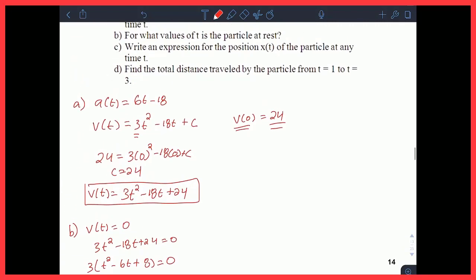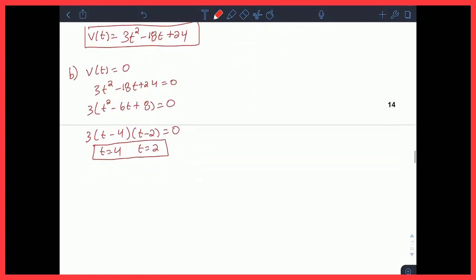Next question. Write the expression for x of t of the particle for any time t. Okay, well, again, I know my velocity function, so I'm going to write that right here. Velocity is equal to 3t squared minus 18t plus 24. And I know my position is basically the reverse of that. So position, I take the derivative of something, and I get 3t squared as the answer. Well, it has to be t cubed. The derivative of t cubed gives me 3t squared.